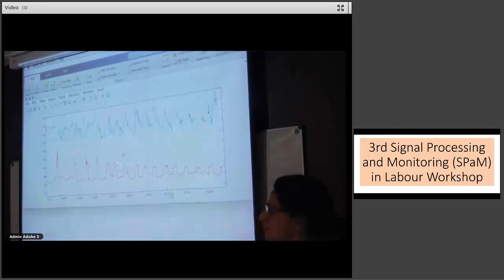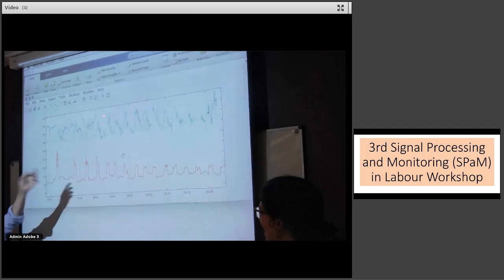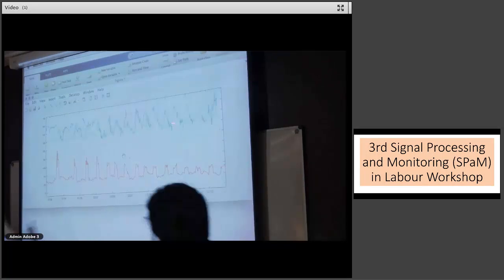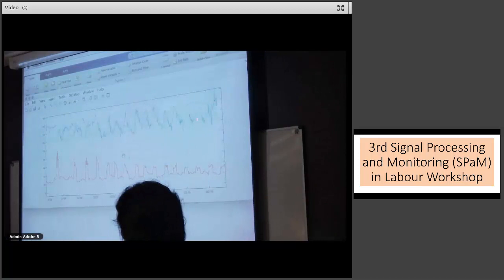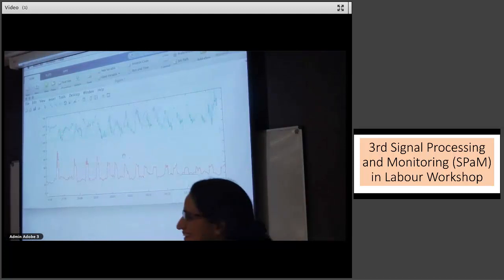Here, mother is pushing. That's the problem. And Barry, what I was saying is that you have occasional periods when there is a stable baseline, and then after a while you stop having a stable baseline, and it comes back. But that's 160, 155. It's tachycardia, definitely.